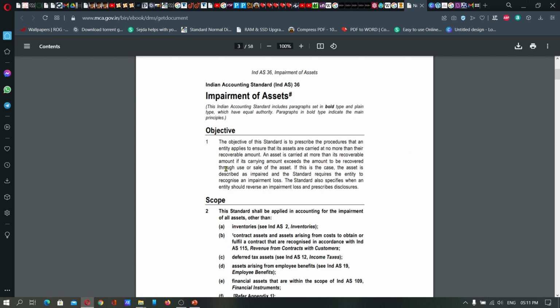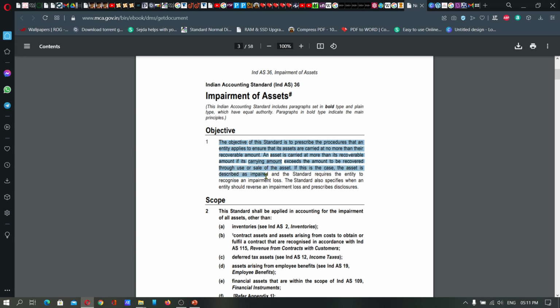Next one, Ind AS 36, that deals with impairment of an asset. The objective of the standard is to prescribe the procedure that a company or an entity applies to ensure that its assets are carried at no more than their recoverable amount. Because an asset is carried at more than its recoverable amount if its carrying amount exceeds the amount to be recovered through use or sale of the asset.